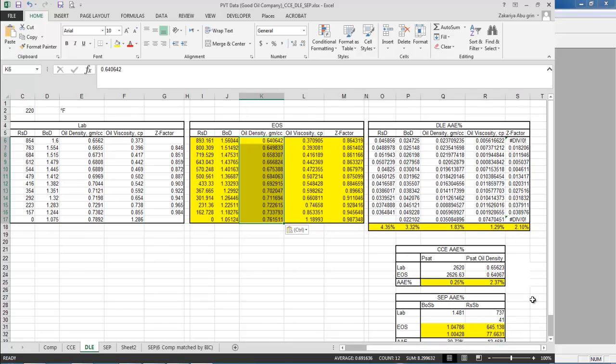So before I go to separator test, now I have in DLE data, I have 4% for GOR. And this is 3, 2, 1, 2, and this is, you can see, below 1, and this is 2. So in all of them, I am below 5%. Today we will try to add our separator test data. This is correct. I need to edit this. And then we will compare what's the average absolute error before matching. So let's see our report.